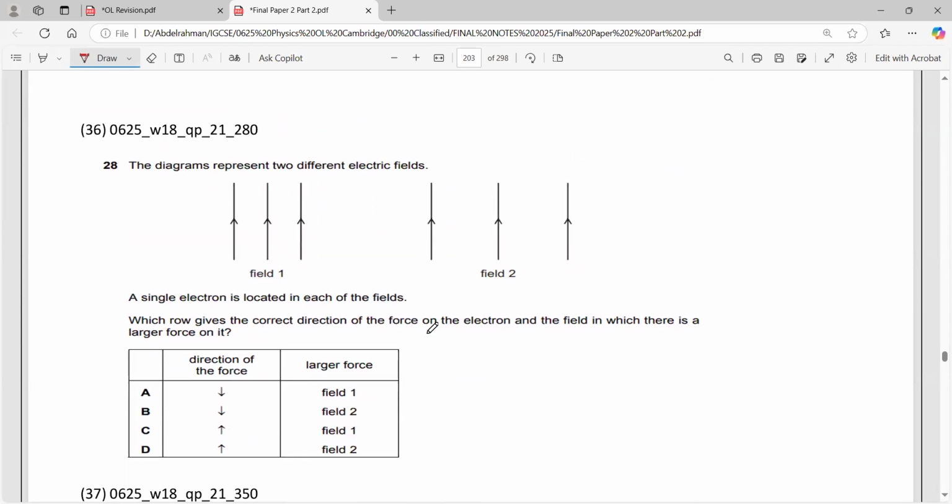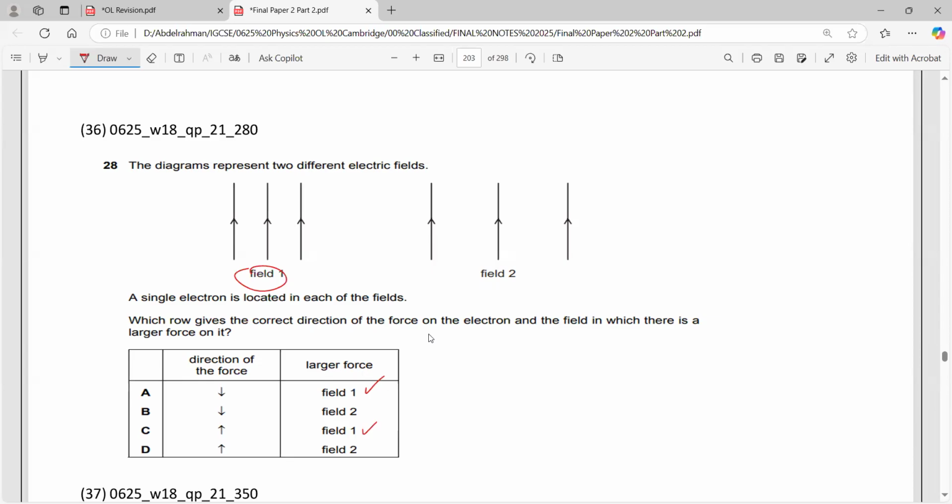Okay, the field. Which of these fields is stronger? The stronger field would be the first field. Why? Because the lines are closer together. So this is the stronger field, field one, the larger force.